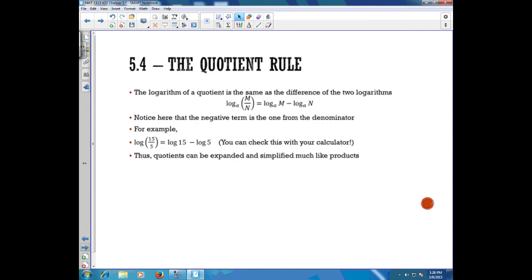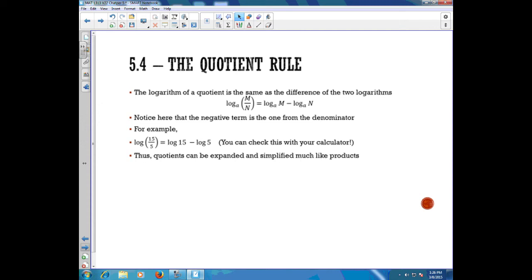Now the next rule is very similar. It's called the quotient rule. And the quotient rule just says that the logarithm of a quotient is the same as the difference between the two logarithms. So you're subtracting. Notice here that the negative term is the one from the denominator.